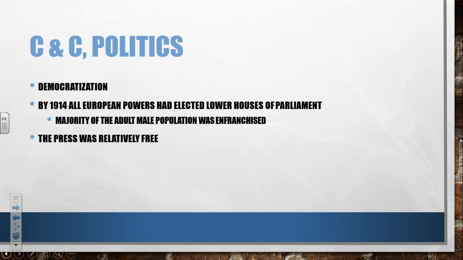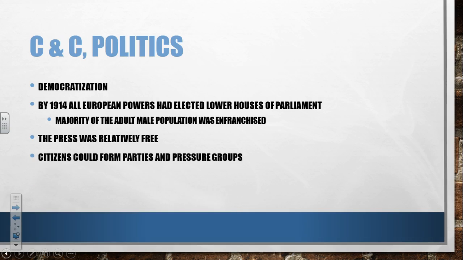Additionally, the press was relatively free, meaning people could publish whatever they wanted, whether it was criticizing the government or not. The government could not really interfere with what was going on. For the most part, there was a little bit of that happening, but the vast majority of the time the press was free. People could publish what they wanted to publish and spread ideas how they wanted to. The old saying, the pen is mightier than the sword, is going to play a large role in what's going on here, but the press was relatively free.